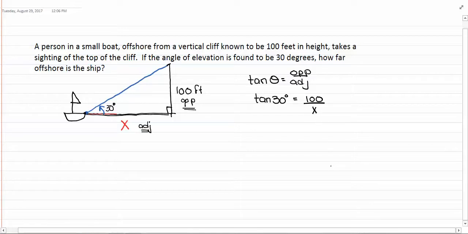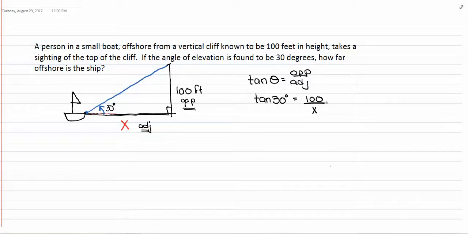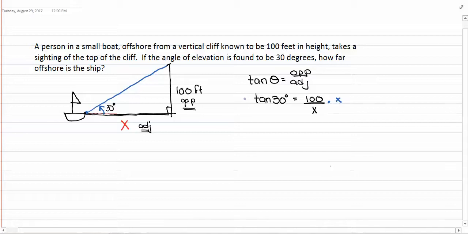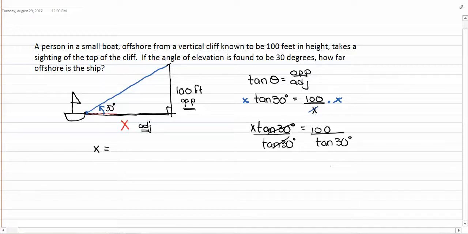So I have an equation that involves X, and I can solve for X and find the value. Now to do that, I'm going to want to clear fractions, so I'm going to multiply both sides by X. And I have X tangent 30 degrees equals 100, and then divide by tangent 30 degrees. Okay. So I get X equals 100 divided by tangent of 30 degrees, which is one of my special angles.